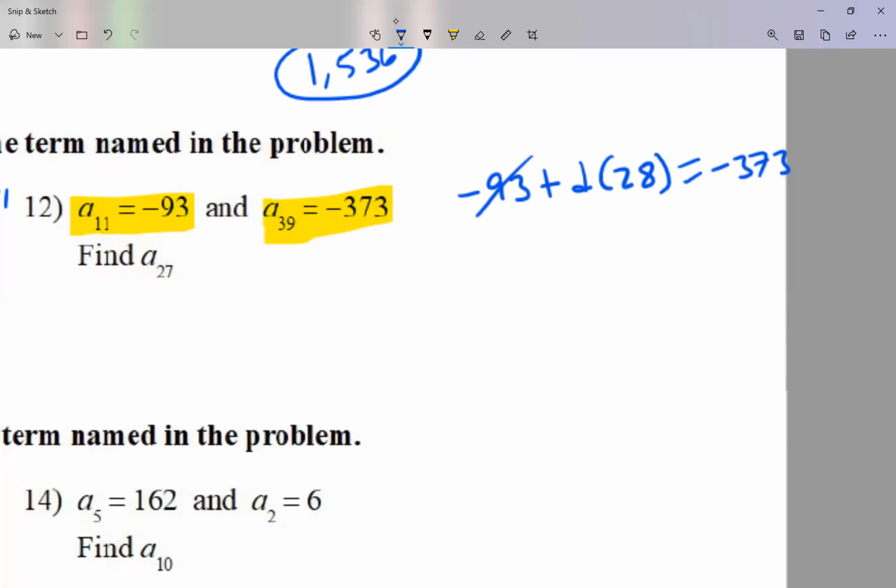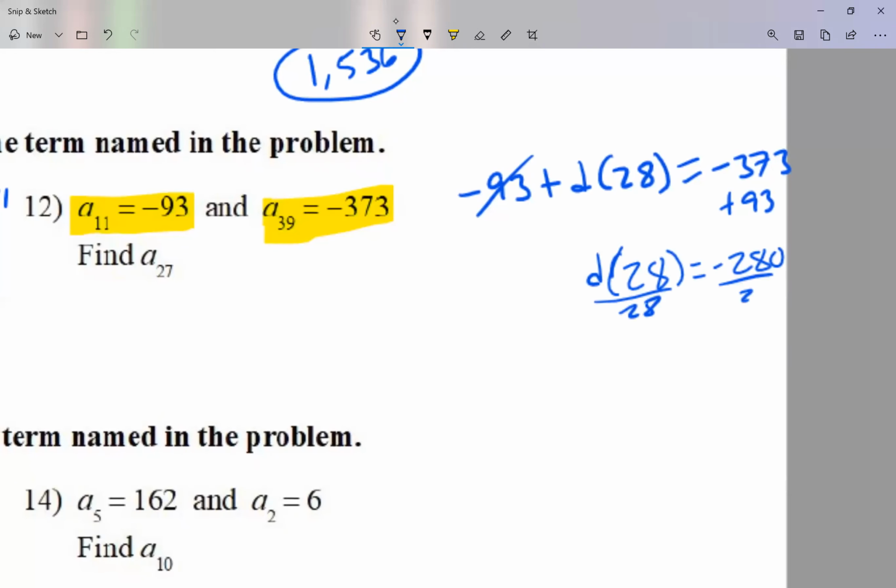All right, this minus 93, let me move it as plus 93. So I have D, right? D again is my difference. Now, negative 373 and a positive 93 give me negative 280. Let me divide both sides by 28. So my D is negative 10. This time I keep on subtracting 10.